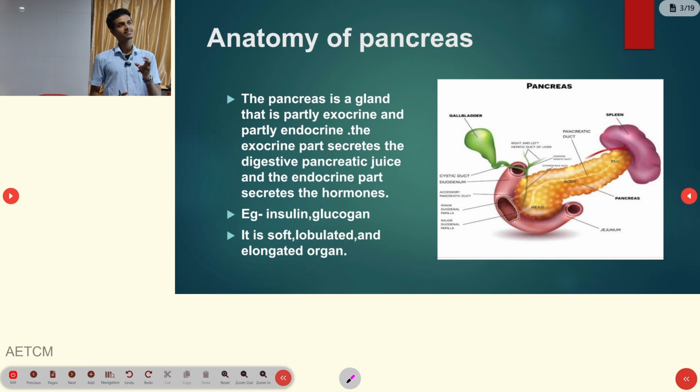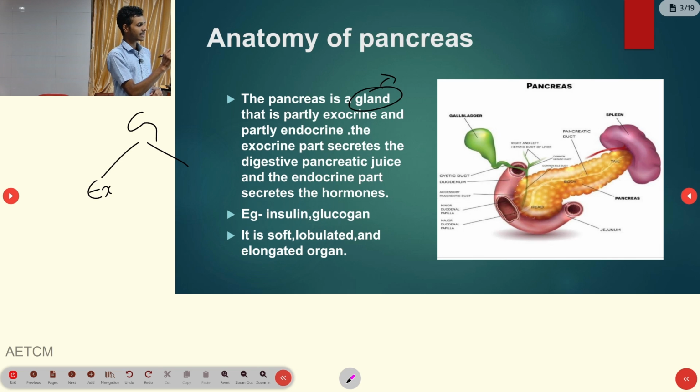So the pancreas is a gland. A gland, we know, will secrete some substances, right? So gland means that it has secretory functions. Commonly, we have a salivary gland, and the pancreas is also one of the glands, and then we have a sweat gland. So those are the various types of gland. Mainly, we will divide glands into exocrine and then endocrine.